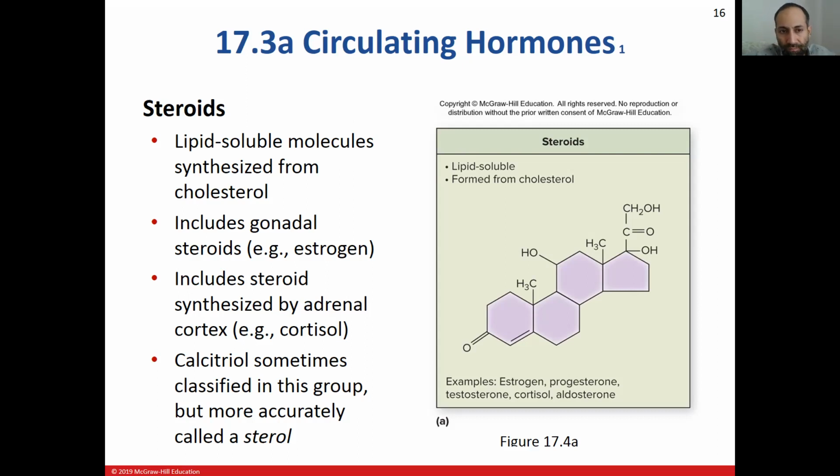All right, so what are some examples of steroid-based hormones? Your sex hormones, testosterone and estrogen, as you can see. Also, some hormones secreted by your adrenal cortex, the outer part of your adrenal glands, on top of your kidneys. For example, a hormone called cortisol. The cortisol is also called your stress hormone. When you're stressed, your adrenal gland secretes this hormone called cortisol.